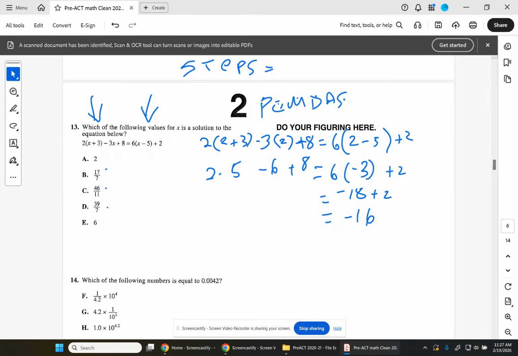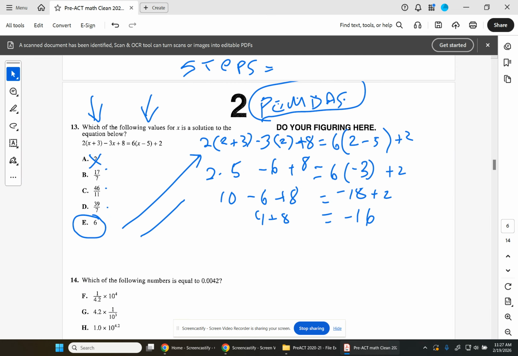Over here, I'm just going to go left to right now and go 10 minus 6 plus 8. So that's 4 plus 8. So I can see real quick, 2's not the answer. Let's go to 6. I want to use 6 now and see what that does, and start doing the same thing. And you'll see I've got to do it again here in a minute. I'm going to do the same PEMDAS rule, and you'll see that 6 is the one, because when I put 6 in here, I come out with 8 equals 8. Okay? And so 6 is the answer, E.